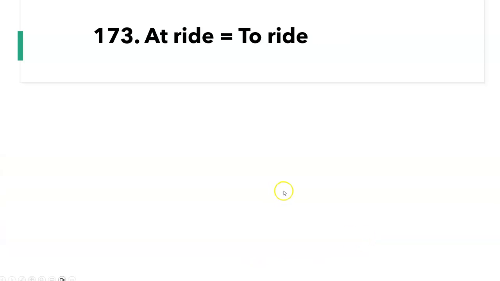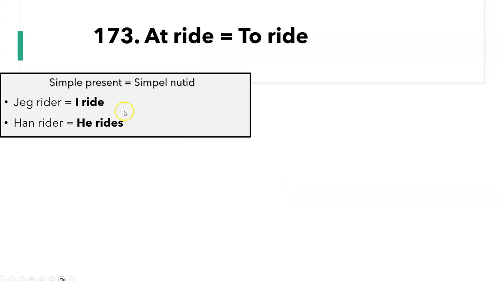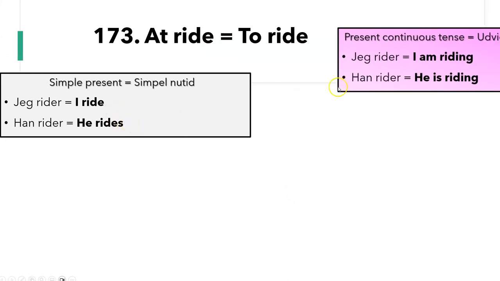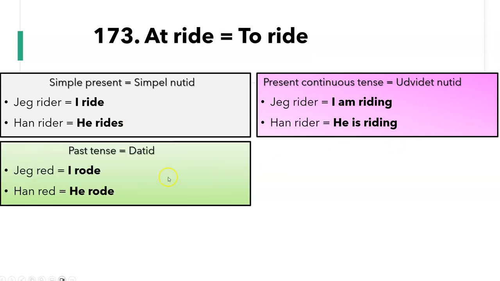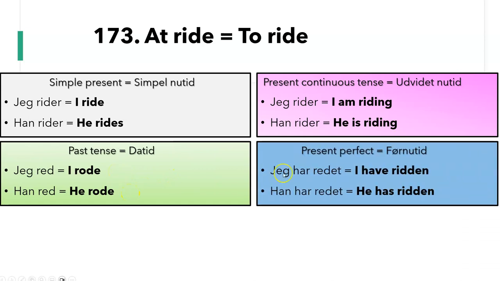To ride. I ride. He rides. I am riding. He is riding. I rode. He rode. I have ridden. He has ridden.